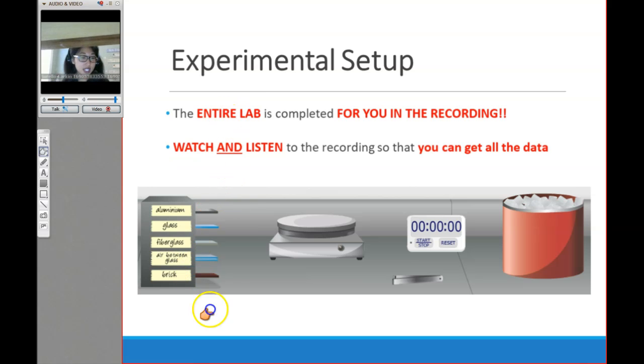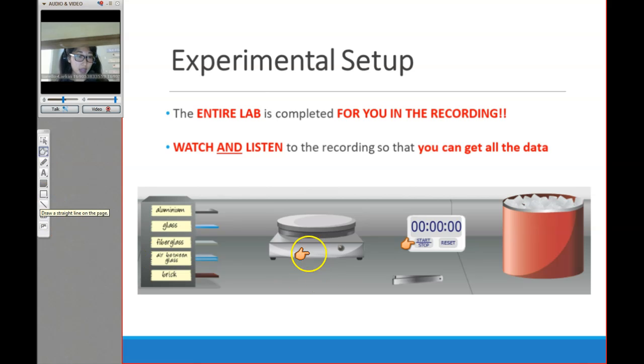Okay, so what you can see is in the lab, when I do it in the video, you'll see that you have 5 different materials: aluminum, glass, fiberglass, air between glass, we just talked about double paned windows, and brick. And what I will be doing is putting each of these 5 materials onto the hot plate, right? This is a hot plate, provides heat. We'll take some ice and we'll put it on top of the hot plate. We'll turn on the hot plate and the timer at the same time. And what you're going to do is wait for the ice to melt. The first one, the aluminum, I actually do for you, and when the ice melts, I pause the timer and I show you how to fill it into question 1 of your lab.